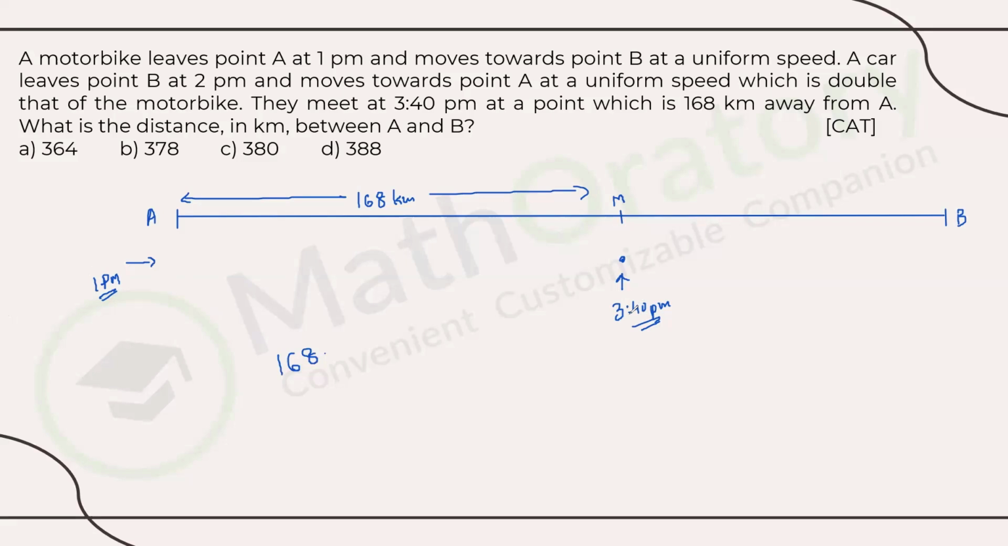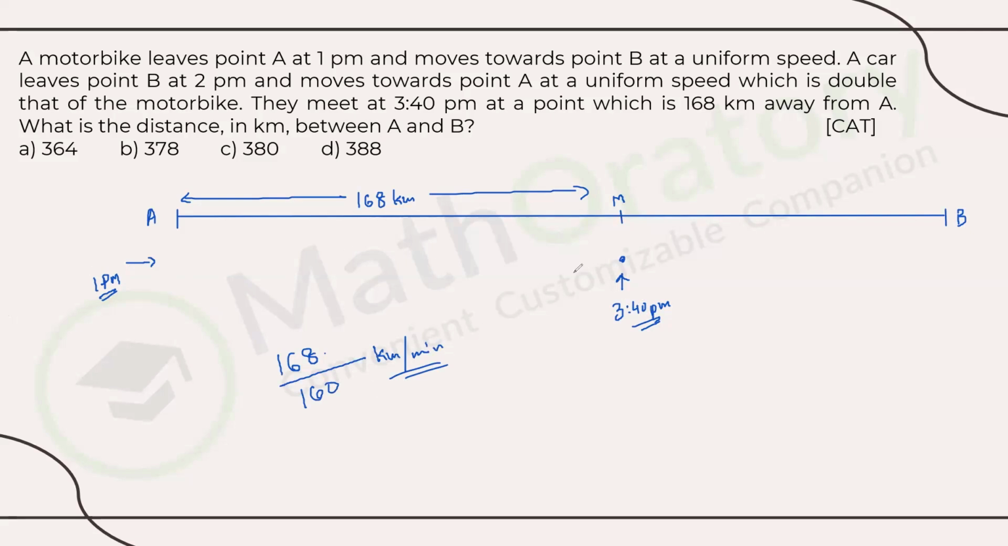So that is 2 hours and 40 minutes. So that is 120 plus 40, 160 minutes. But that is in minutes. So let's leave the speed as 168 by 160 kilometer per minute. I mean, we don't always have to take kilometer per hour, right? Acceptable? Correct. Okay, fair enough.